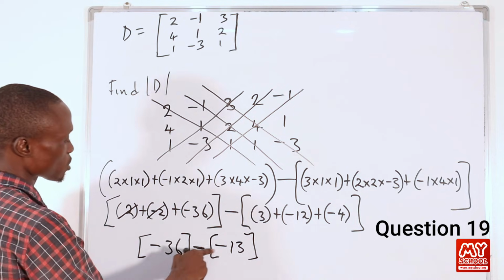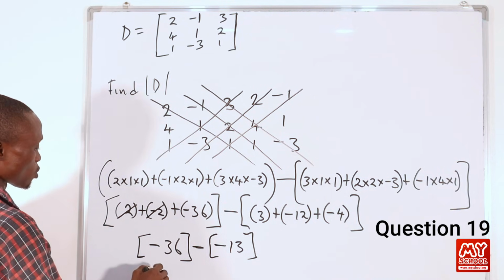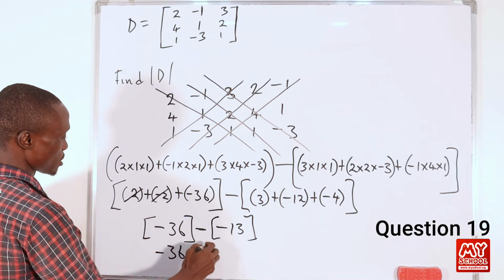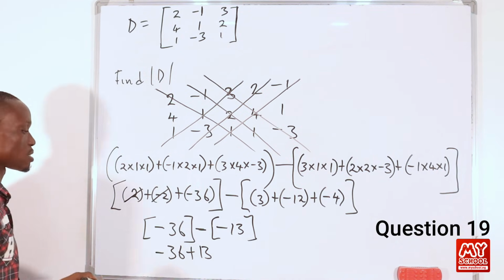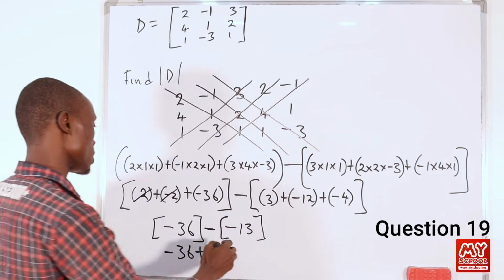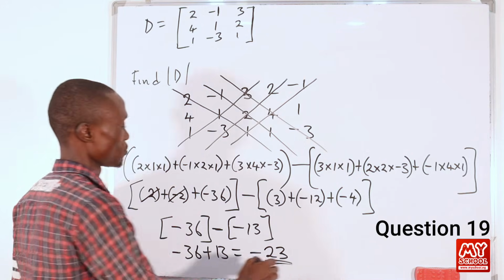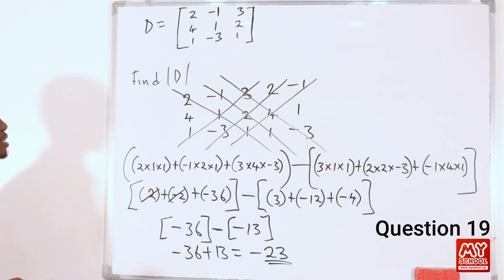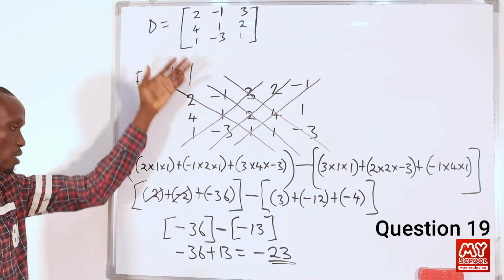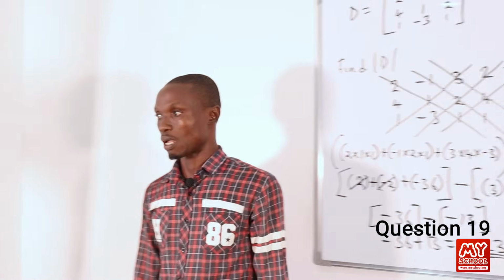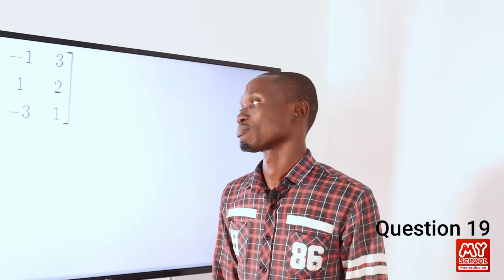Okay. Now, minus times minus, that will give us plus. So we are now having minus 36 plus 13. So minus 36 plus 13, that will give us minus 23. So the determinant of this matrix, according to our calculation, is minus 23. So let's head straight to the screen and get our answer.